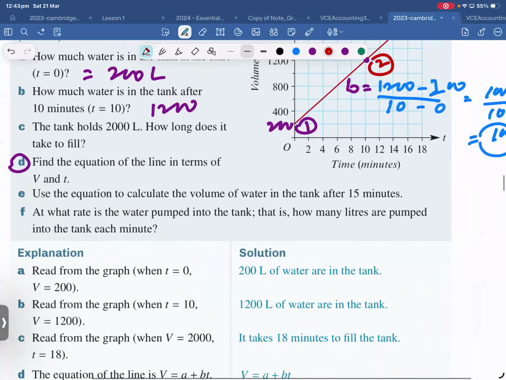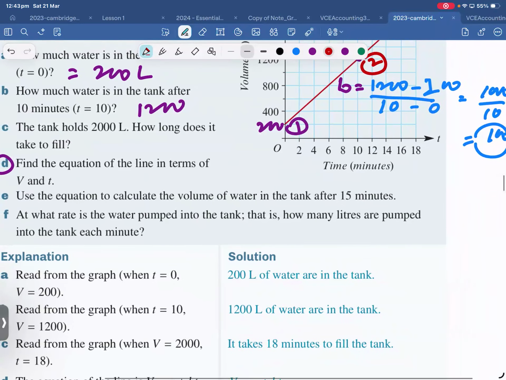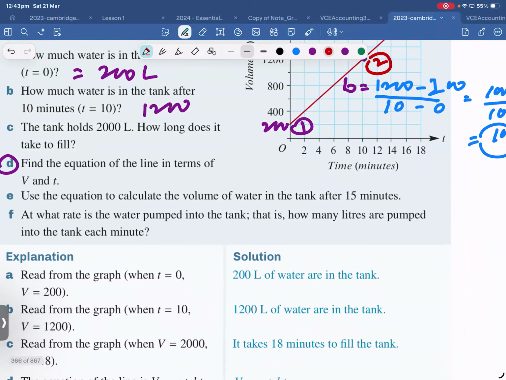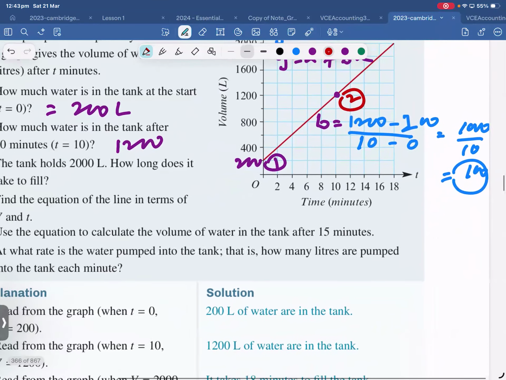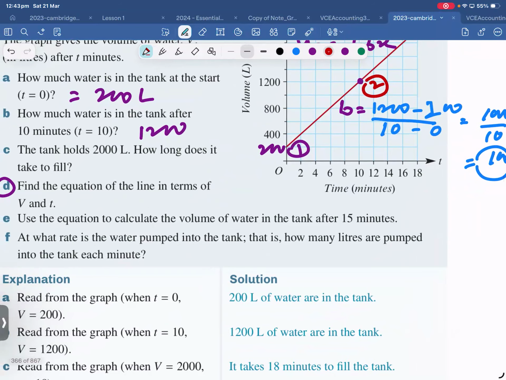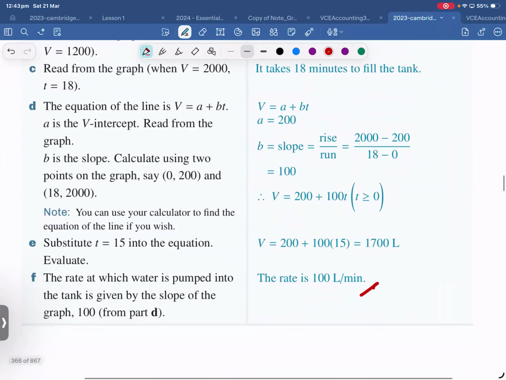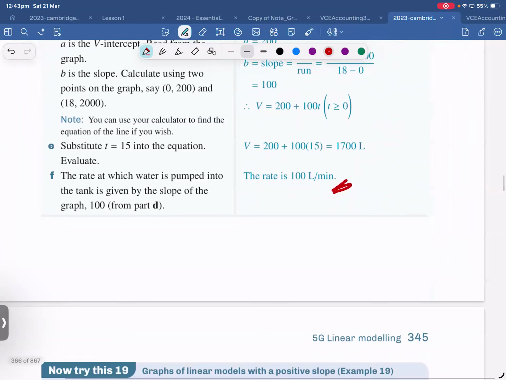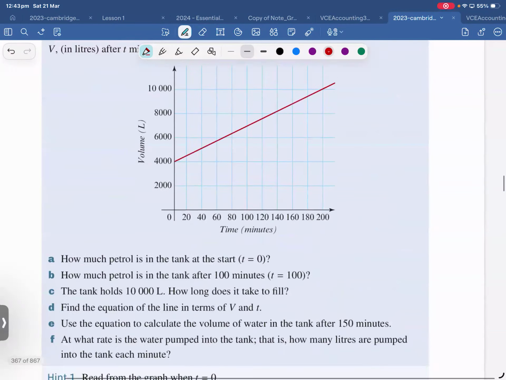Then, at what rate is the water pumped into the tank, and how many liters are pumped into the tank each minute? What is the rate every minute? Yes, every minute it's going to be 100. Yes, correct. So each minute it is 100 liters, 100 liters per minute. Okay. Any questions with this? No? Then we'll do this one.